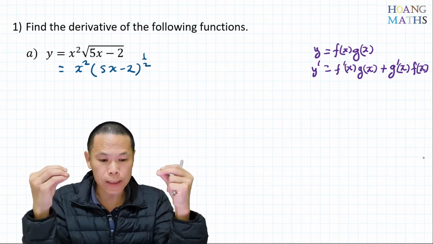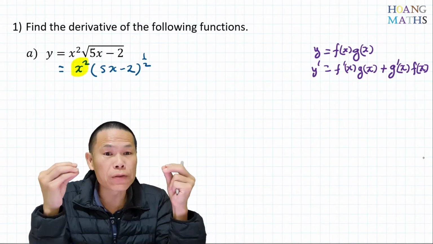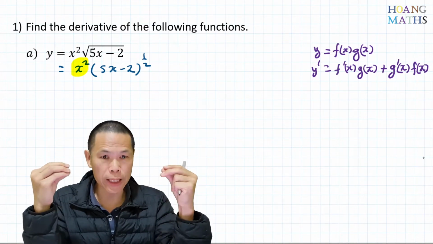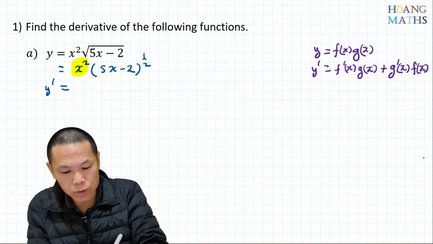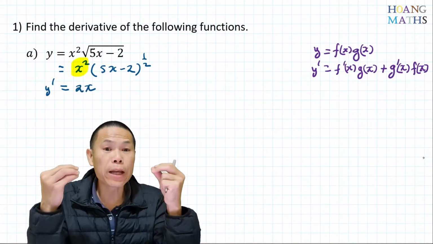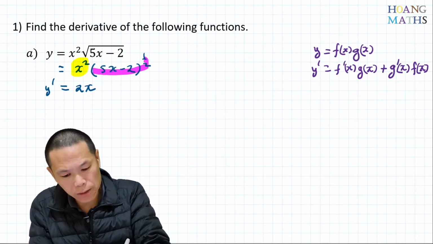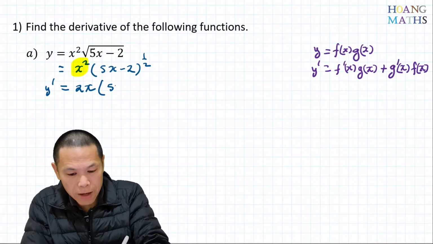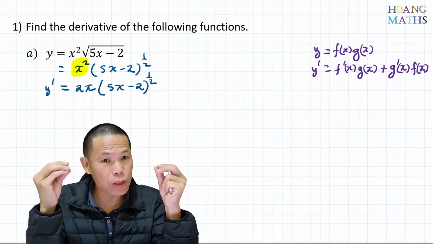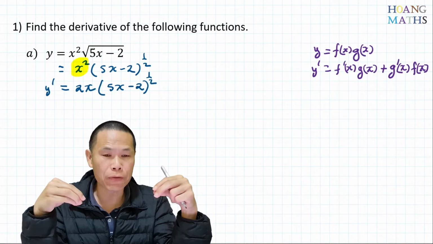Now to differentiate this, the first function is x squared. So we differentiate the first function, x squared, to give me 2x. So y dash is equal to 2x. Then don't forget, we need to times by the second function. The second function is this, so we just write this down: 5x minus 2 to the power of a half. So differentiate the first function, times the second. Then we differentiate the second function, then we times by the first function.